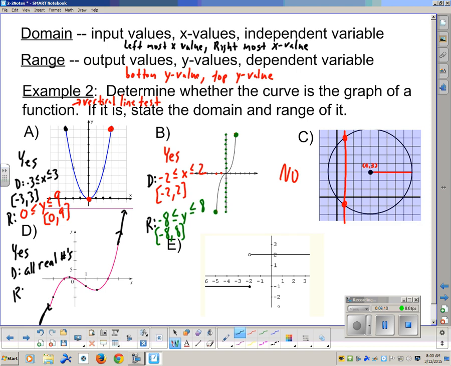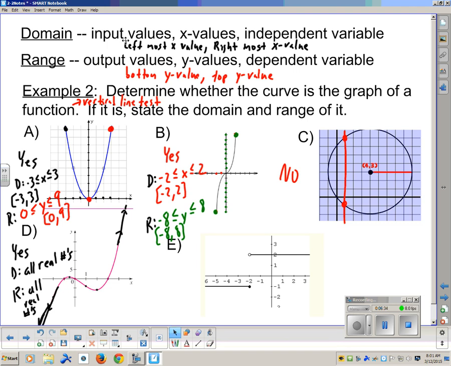For your range, it's just going to keep going down, down, down. This end is just going to keep going up, up, up. So this is all real numbers as well. It's not like both of the ends go up. If both the ends went up, then it'd be a little different scenario.